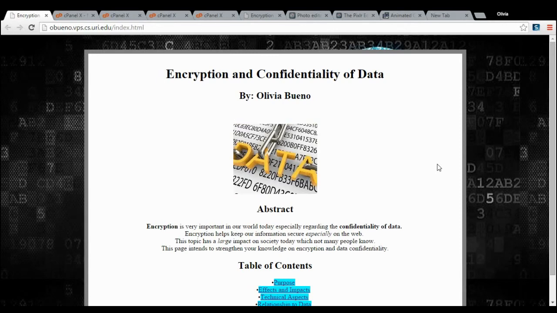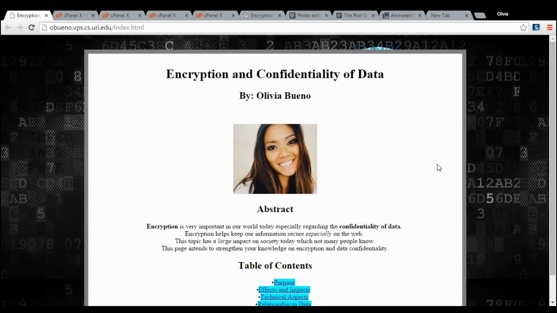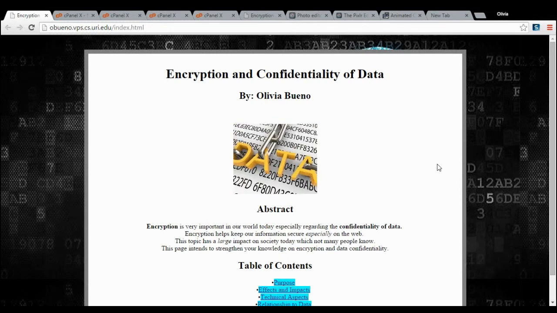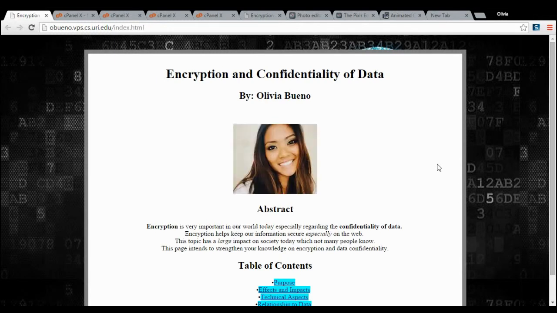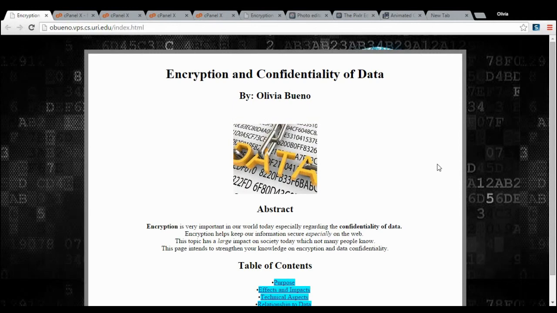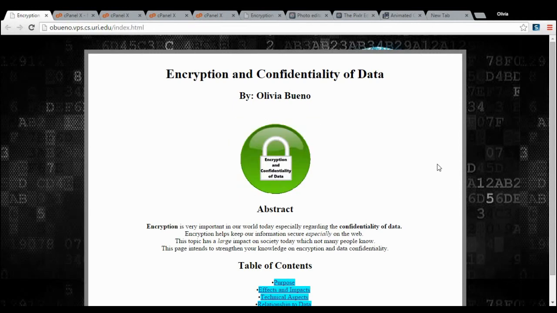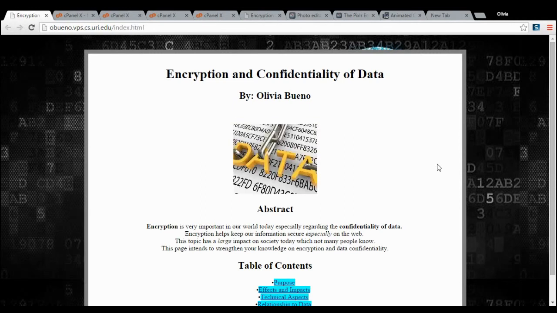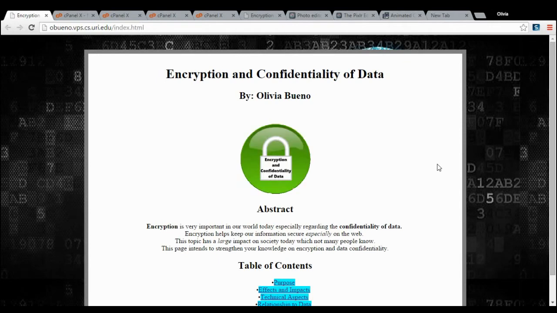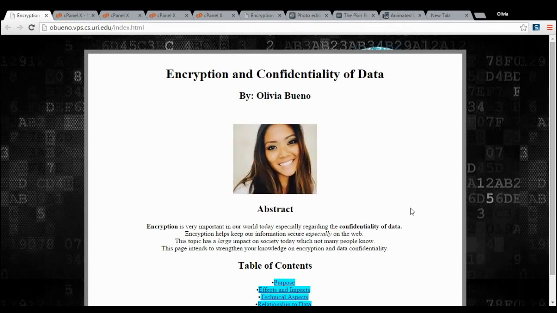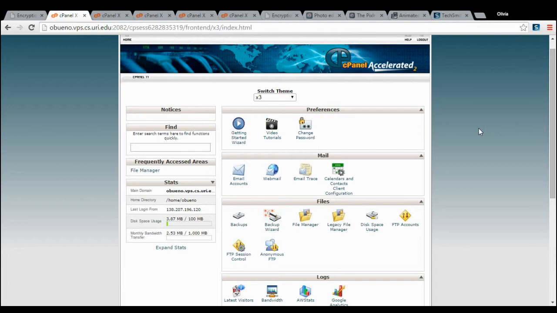Before bringing you through my website on my project topic, I'll first explain how I created the website. I created 6 different web pages in this project. These pages are the index, the page shown now, purpose, effects and impacts, technical aspects, relationship to data, and a reference page. I created each of these pages using HTML files on a program called cPanel shown here.